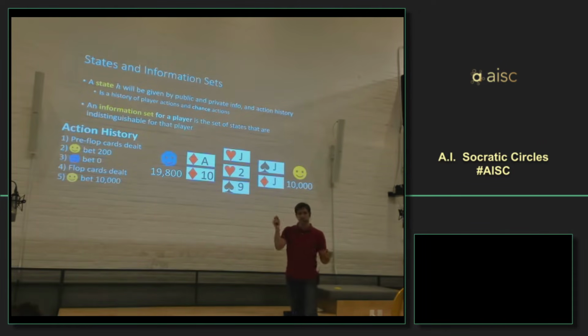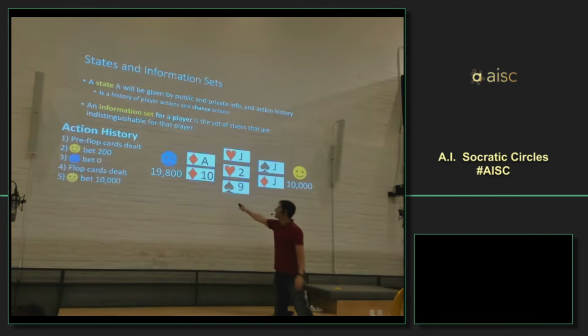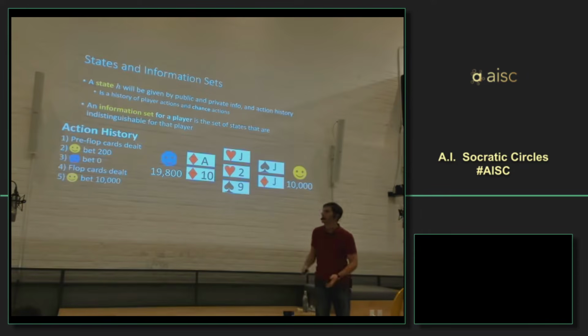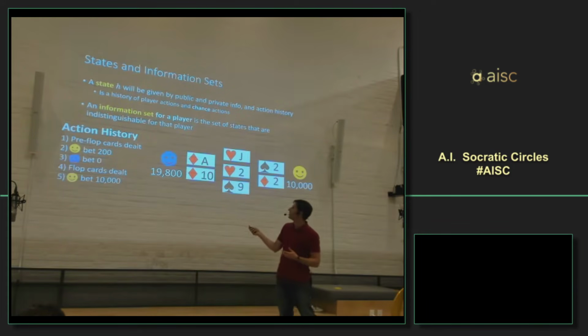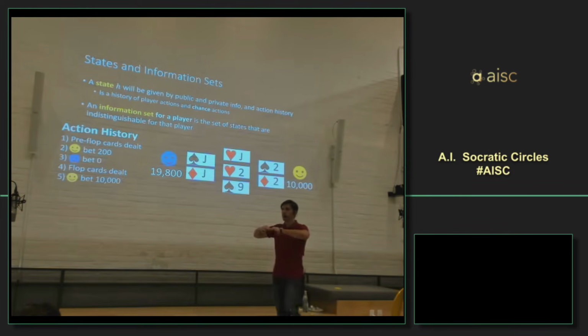That's a combination of player histories, like actions that the opponent has taken, the public information, and your own information. So for example, here we have this action history where the blue player can see the middle 3 cards and its own 2 cards. It doesn't know which of the two states it's in; this state here is in the information set, and this state is also in the same information set. Similarly, from the yellow player's perspective, that state is in the same information set as the previous one. So they're overlapping sets, if you will.